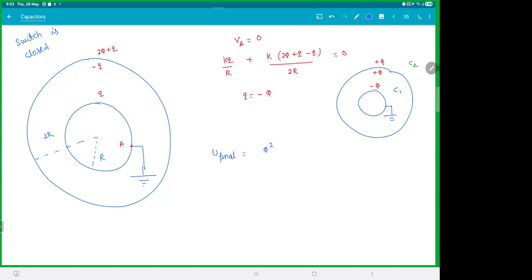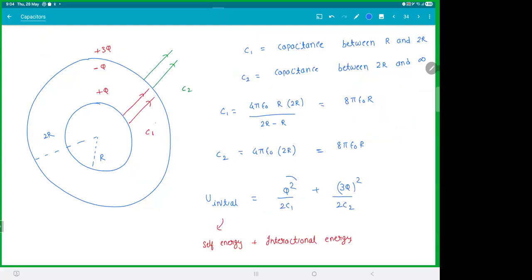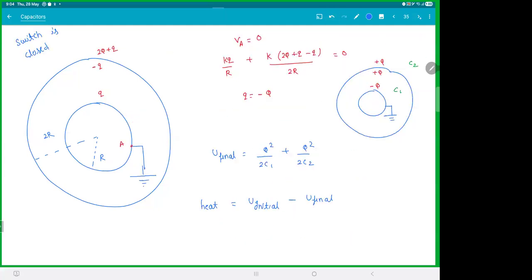So the capacitor C1 has energy Q square by 2C1. The outside will be Q square by 2C2. So what is the heat produced? Initially, you had something which was more. Finally, you have less. So the difference must be the energy. You can clearly see Q square by 2C1 will cancel. You are left with only the second term.